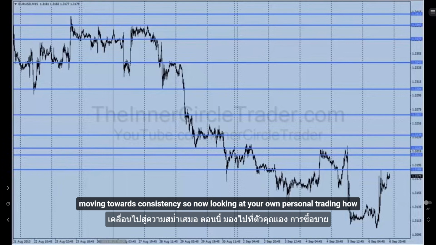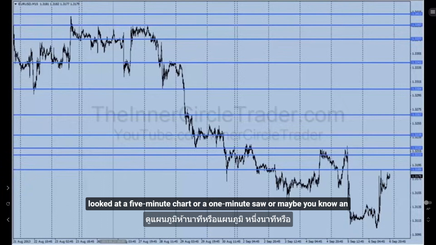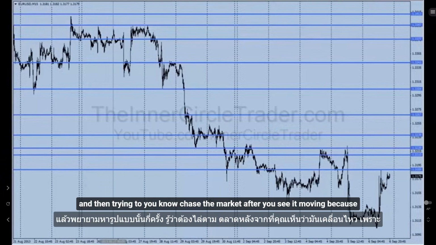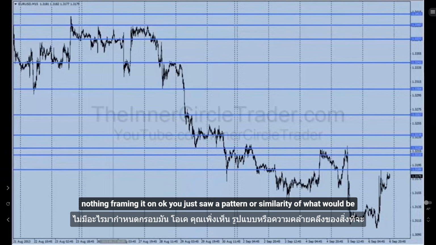So now looking at your own personal trading, how many times daily, weekly, in the last few months or so, how many times have you looked at a 5 minute chart or a 1 minute chart, or maybe an hourly chart, looking for a price pattern, and then tried to chase the market after you see it moving, because you didn't have the confidence or trust in the pattern, because there was nothing framing it?